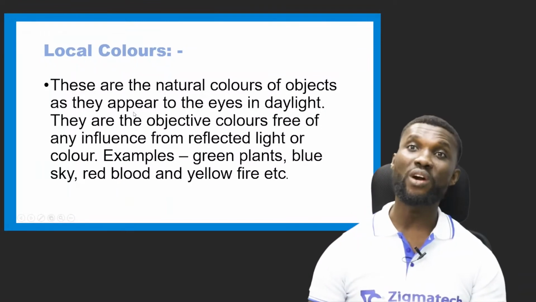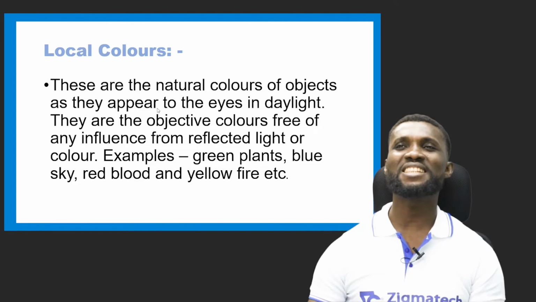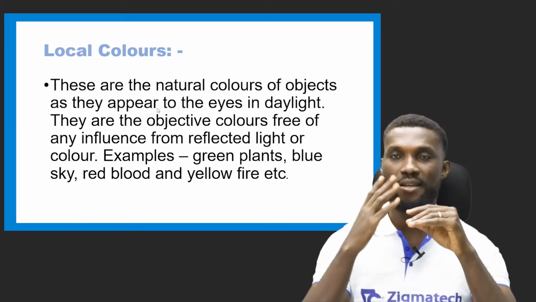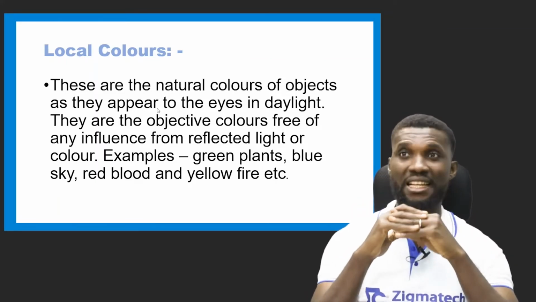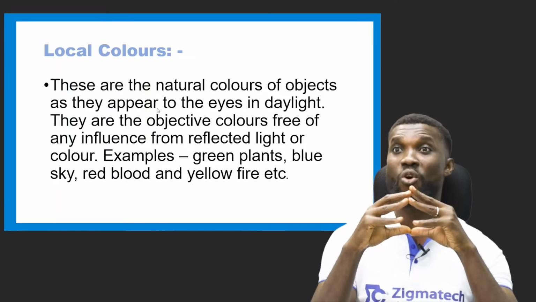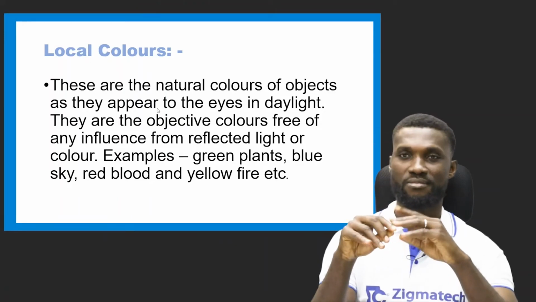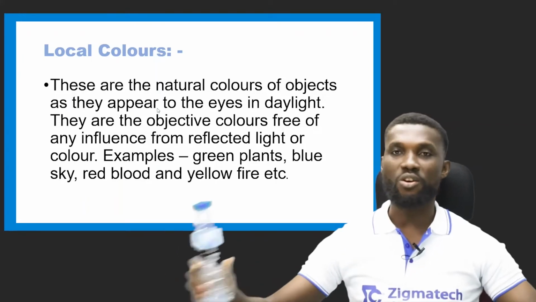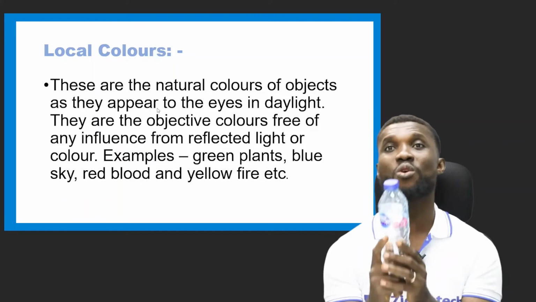So now let's look at the local colors. When you hear the word local colors, what comes to mind? These are the natural colors of objects as they appear to the eyes in daylight. You bring orange, this is orange, the way it appears in daylight without being dimmed or mixed. They are the object colors, free of any influence from reflected light or color. It is what it is. This is the color of this bottle. It is not influenced by anything. You're seeing the color, this is what it is.